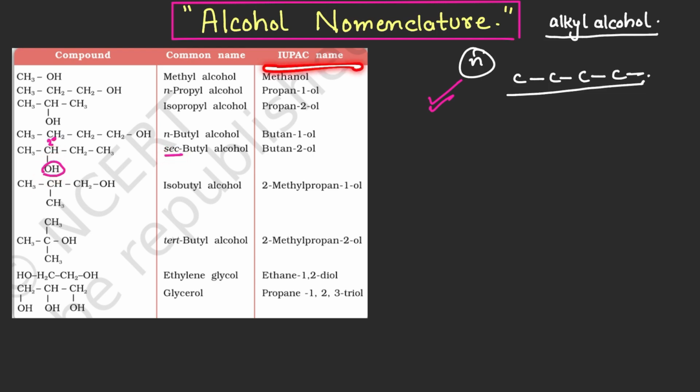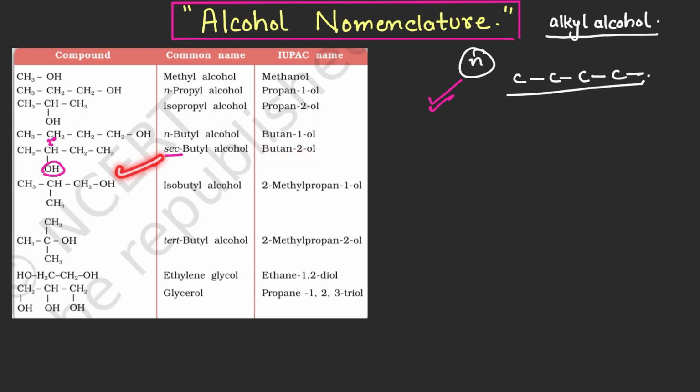So now IUPAC is very simple. This is how you will do the numbering from here: 1, 2, 3 and 4. So at the second position we are having ol, that is the alcohol. So it is coming out to be butane 2-ol.